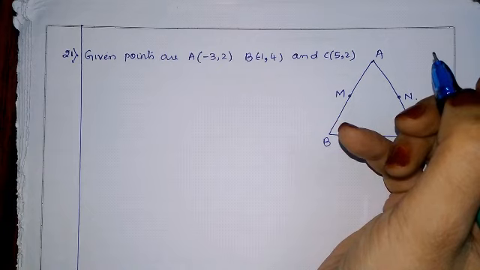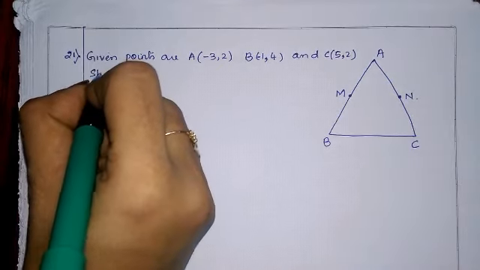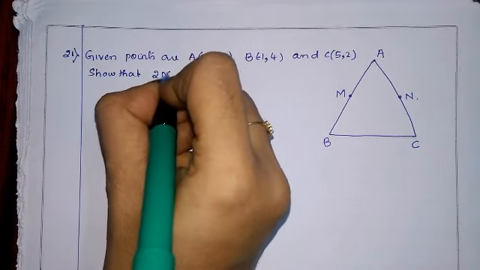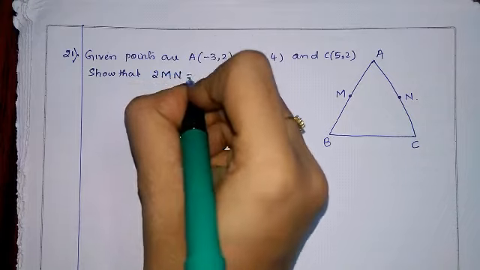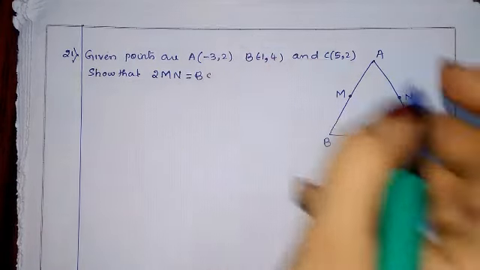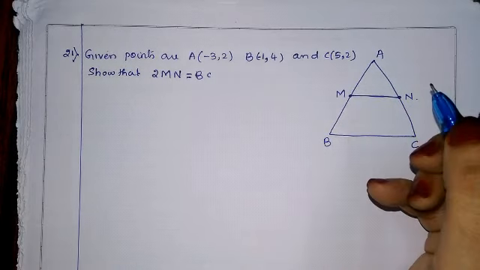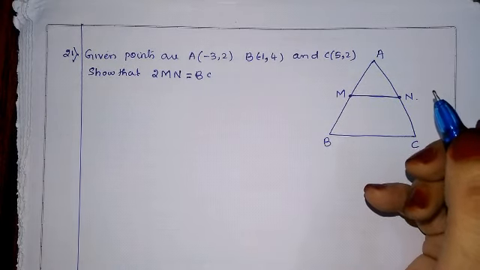M and N are the midpoints. What do we have to show? Show that 2MN is equal to BC. 2 times MN is equal to BC. Okay, this we have to prove. Okay, let us prove now.